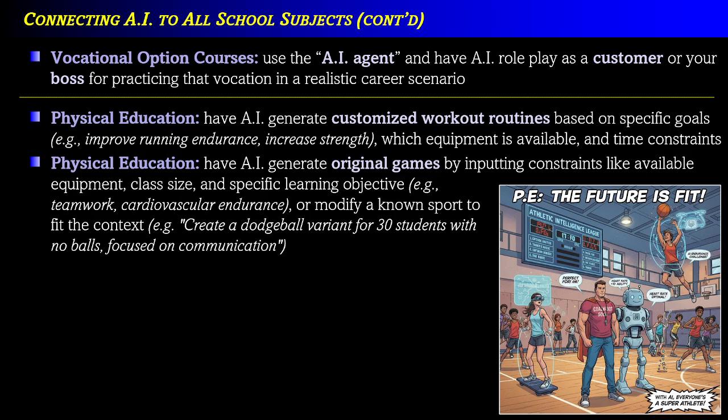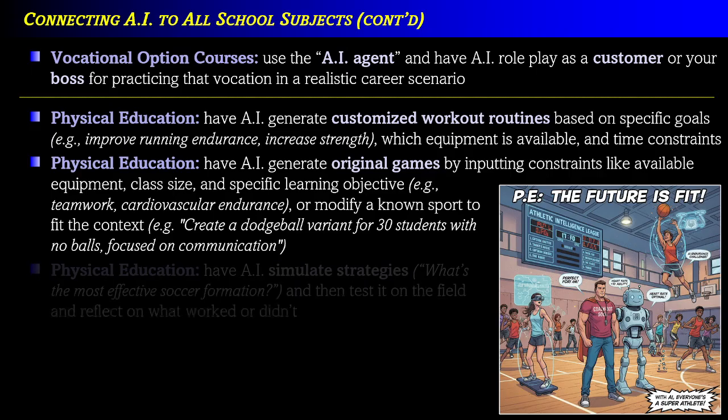You could have AI generate original games by inputting constraints like available equipment and class size, but also specific learning objectives like teamwork or cardiovascular fitness, and modify a known sport to fit that context. As an example, create a dodgeball variant for 30 students with no balls, focusing on communication. So the students themselves could come up with those constraints to help build what the AI is going to generate.